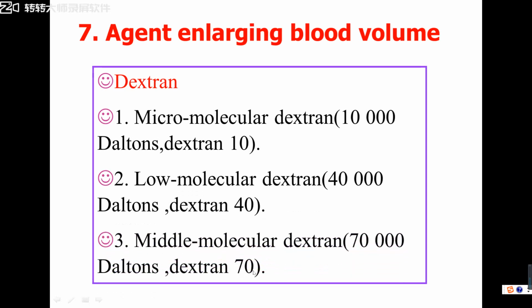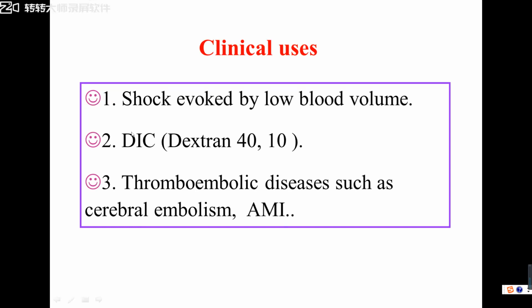We use these drugs in shock evoked by low blood volume, and also in DIC and thromboembolic disease, such as cerebral embolism and acute myocardial infarction. Okay, today in this class we finished the blood system. We studied drugs that inhibit coagulation and promote coagulation, and we also studied how to treat anemia. Okay, class is over. See you next time.